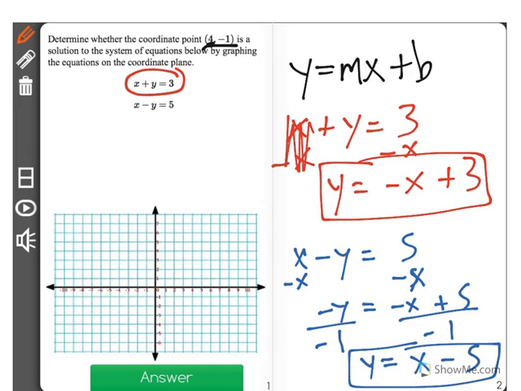Now these are my two equations: y = -x + 3 and y = x - 5. Let's graph them. Let's start here. Remember that -x is our slope. Now since there's no number in front of it, there's just a negative, we could assume that it's a -1 slope because 1 times x is just x, so we don't have to write the number. And it has a y-intercept of 3. So the y-intercept is 3, and the slope is -1, meaning it goes down 1 and over 1 each time.